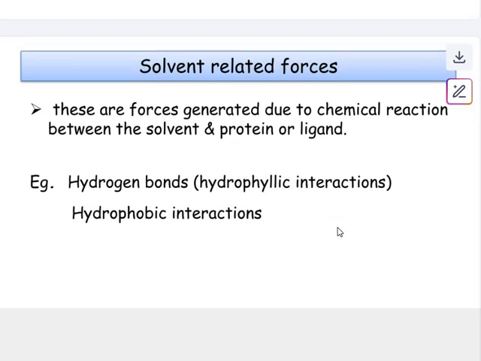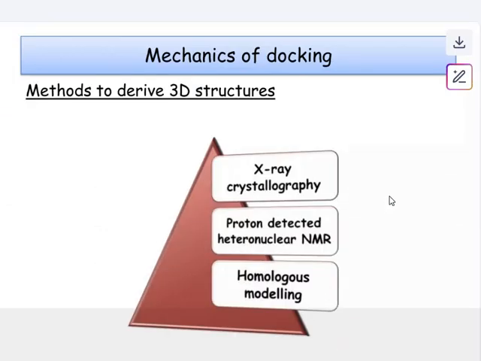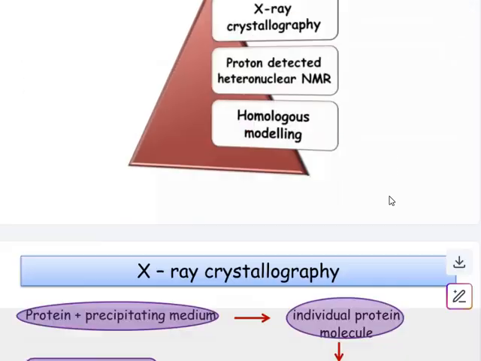So, solvent related forces. These are the forces generated due to the chemical reaction between the solvent and the protein or ligand: hydrogen bond, hydrophilic interaction, and hydrophobic interaction. Mechanisms of docking. Methods to derive 3D structure: X-ray crystallography, protein detected heteronuclear NMR, and homology modeling.